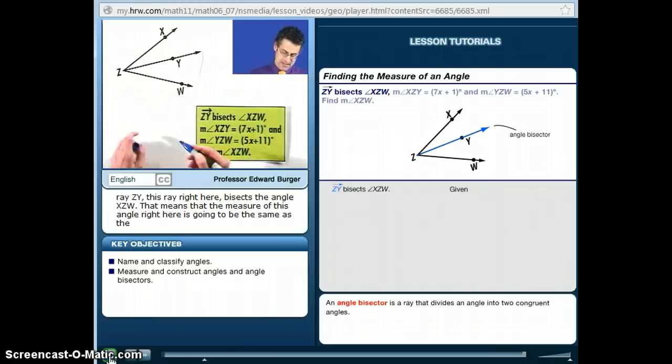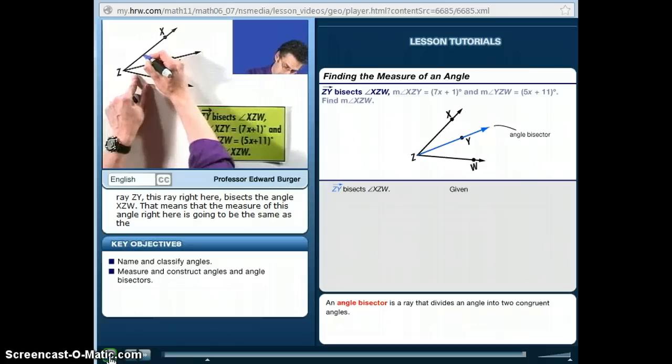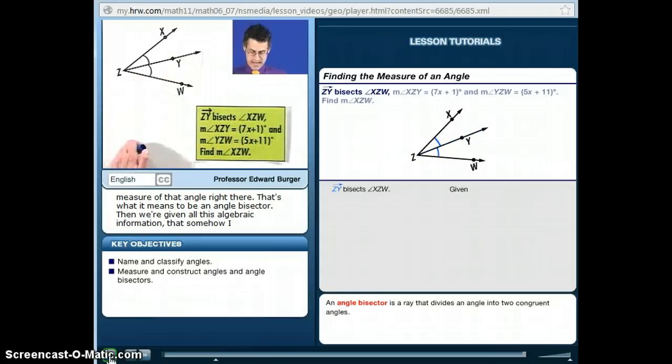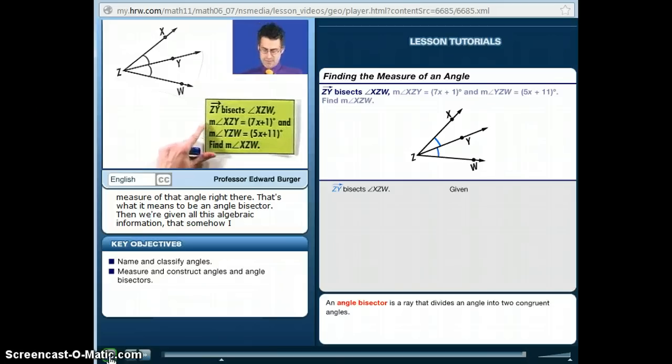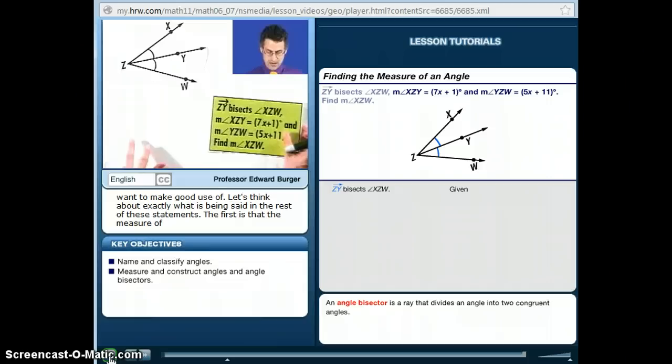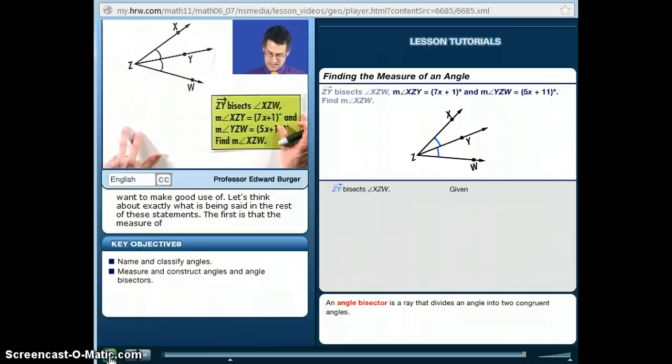So that means that the measure of this angle right here is going to be the same as the measure of that angle right there. That's what it means to be an angle bisector. Okay, and then we're given all this algebraic information that somehow I want to make good use of. So let's think about exactly what is being said in the rest of these statements.